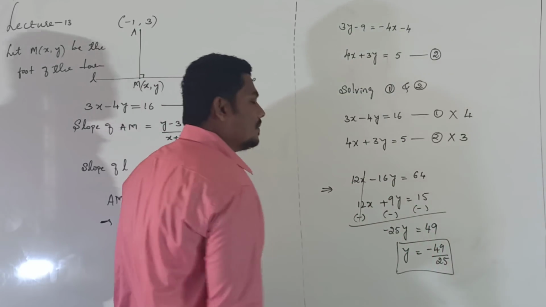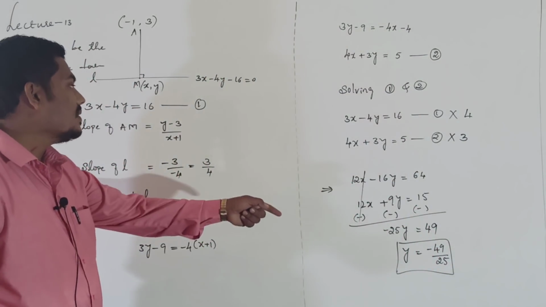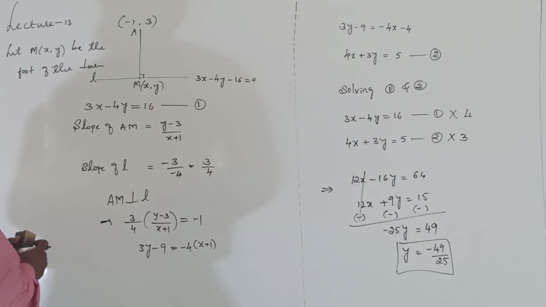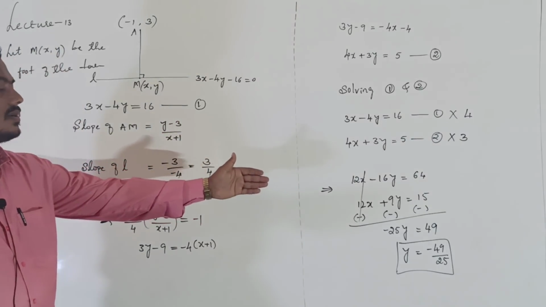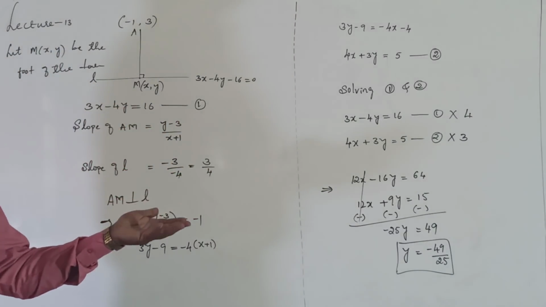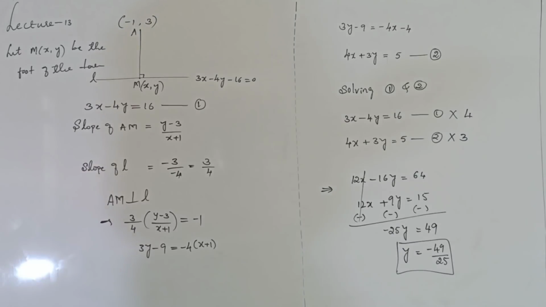Now we get the y value. Simply replace the y value in equation number 1, then you get the x value, right? Put the y value in equation number 1 and simplify, you get the x value, right?